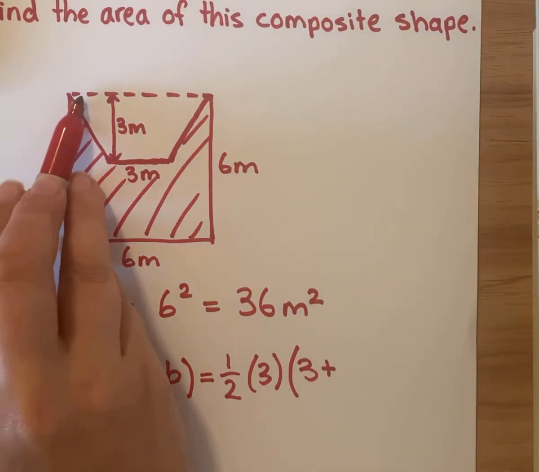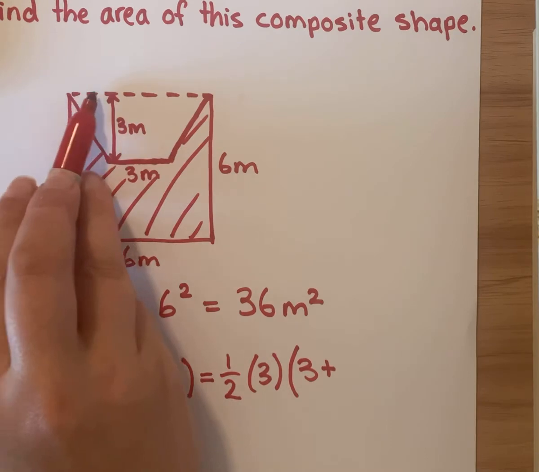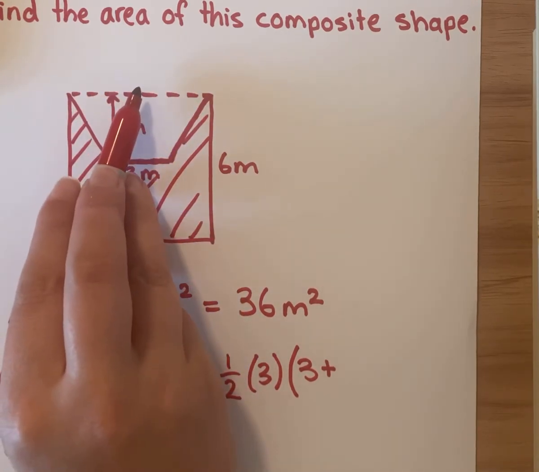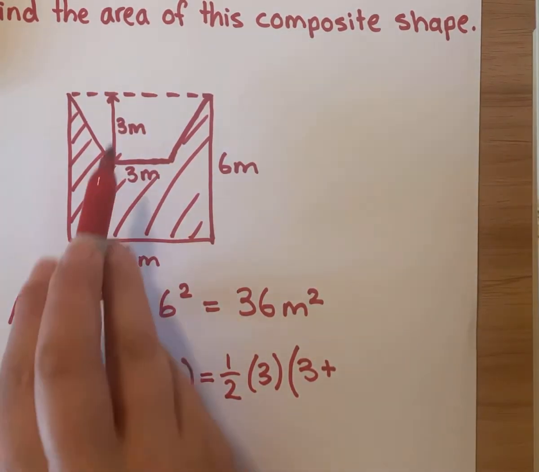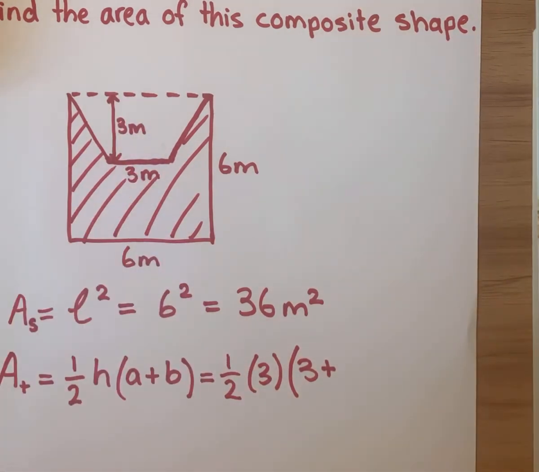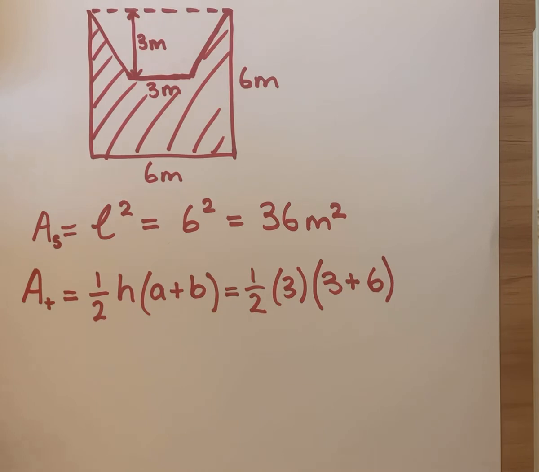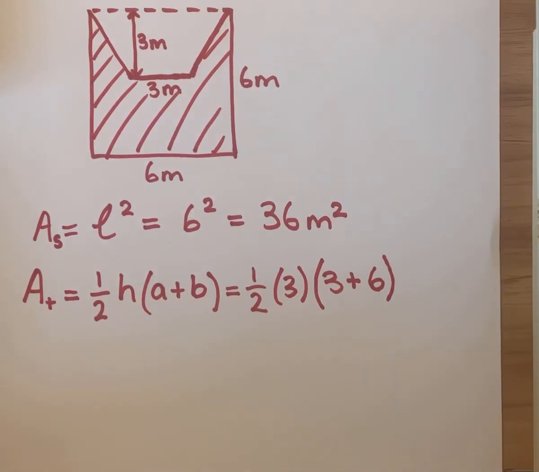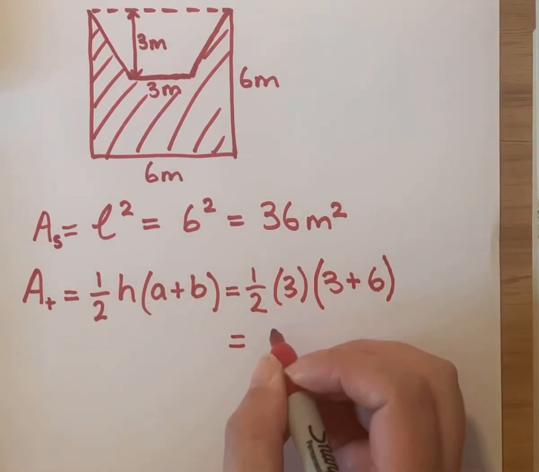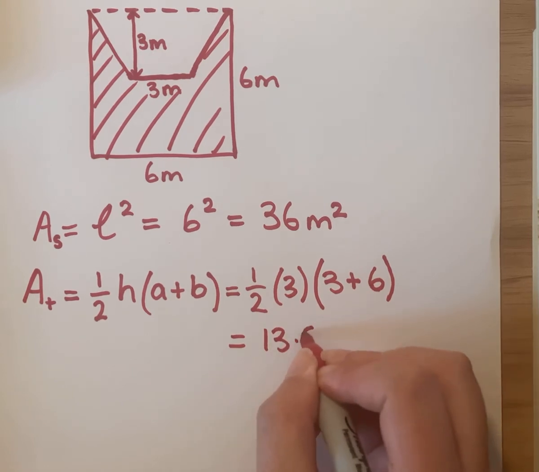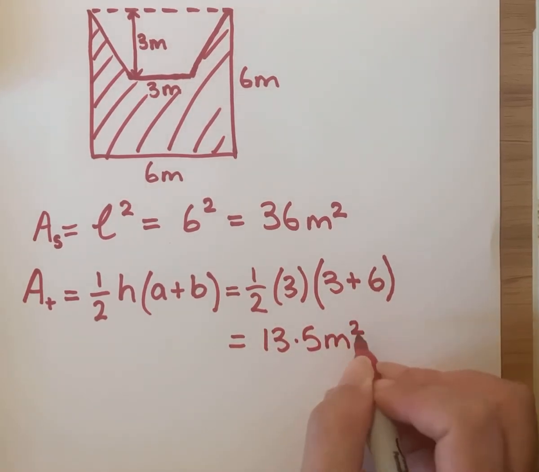And what's the other side? The other side is this length up here, and we do know what that is because it's just the opposite side in the square. So it has to be 6. So this is our formula. We just need to evaluate this. We can do it on the calculator if we like. A half times 3 times 9, or 3 plus 6. And we end up with an area of 13.5 square meters for the trapezium.